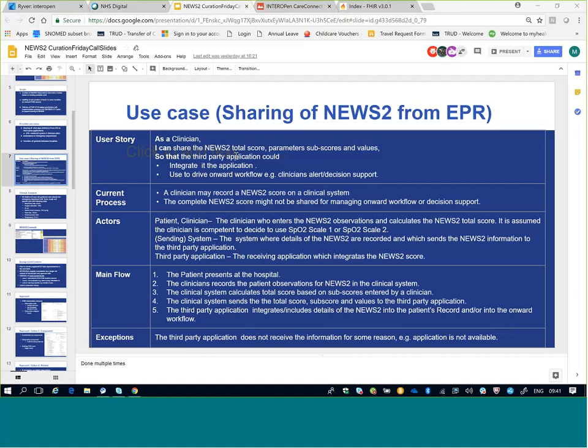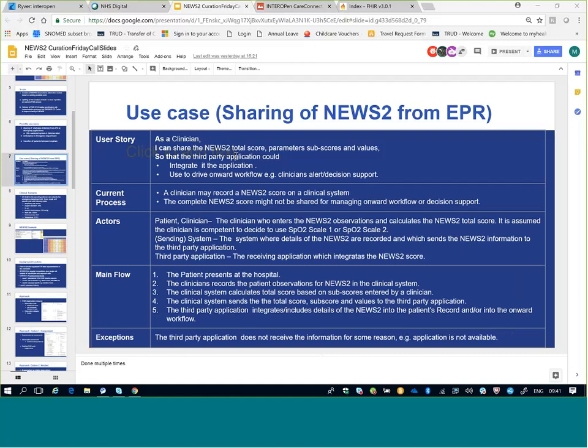And I think the important bit for a clinician is we are assuming the clinician who is completing the NEWS2 is competent enough to understand the difference between SpO2 scale 1 or SpO2 scale 2. They themselves know what hypercapnia is. So they are going to make that decision on which scale to use and put a subscore for that based on the oxygen saturation. We're not expecting they will be receiving any external decision support to make that decision.